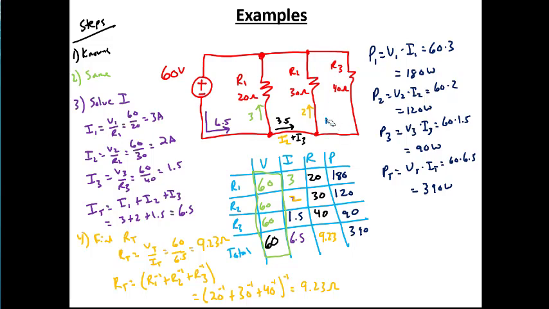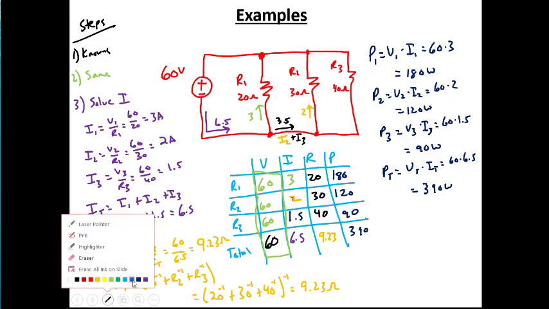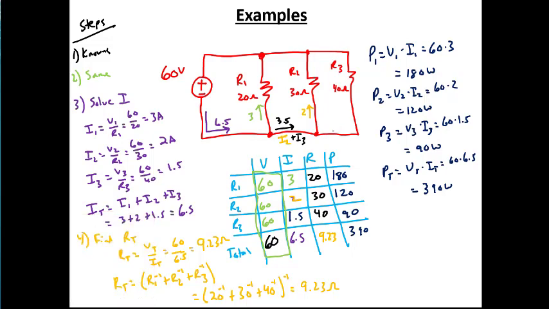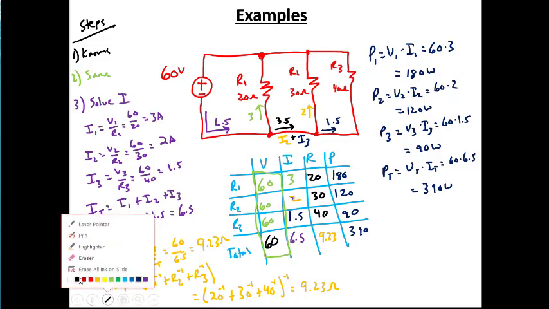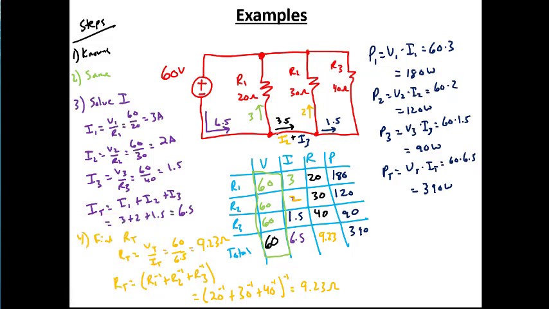I didn't get the right color. Let me try that again. So that's going to be I3. So when we look at this, the wire right here is going to be a different current. It's going to be the total of I2 plus I3.